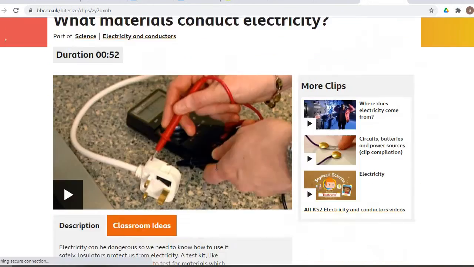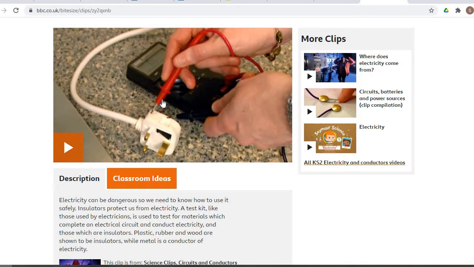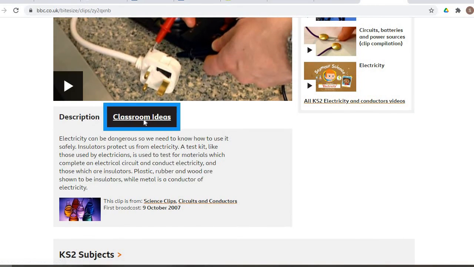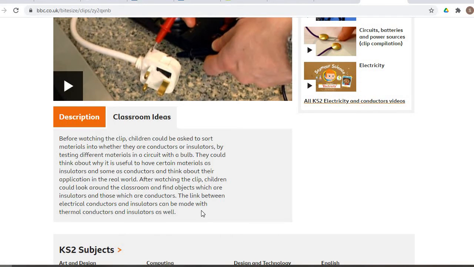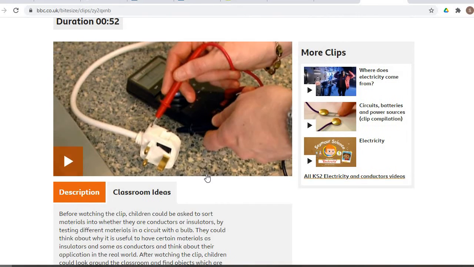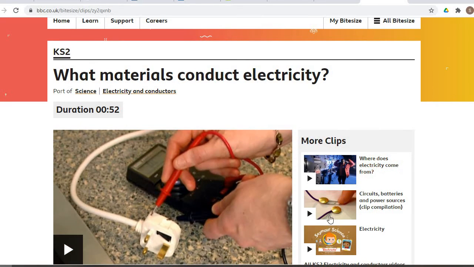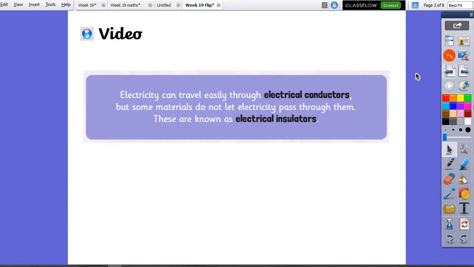So what materials conduct electricity? I want you to watch this video and have a look at what you need to do. Think about the different materials, the different things that are there. You can have a look at other clips on BBC Bitesize. They may help you with today's lesson.